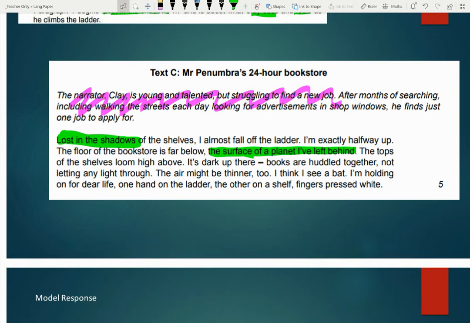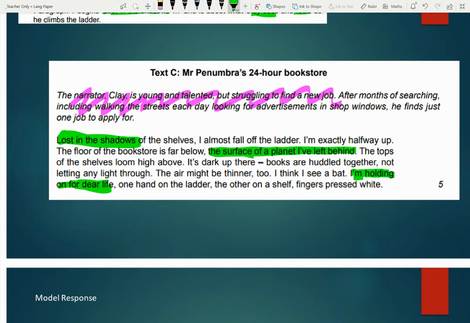The air might be thinner too. That's quite nice because it links to the surface of the planet I've left behind, almost like he's at altitude and the air's getting thinner, and maybe this idea of altitude sickness. So that could be quite interesting as well to analyse. He thinks he sees about, I'm holding on for dear life. Like that. I quite like that one. It's quite cliched, but it certainly shows how he's feeling. He's feeling scared. He's feeling that the situation is a dangerous one, that his life's in peril, perhaps.